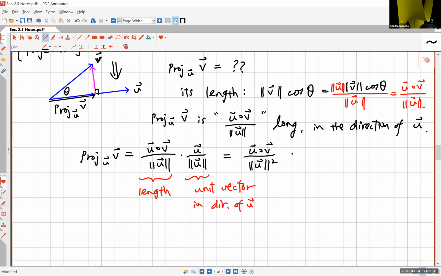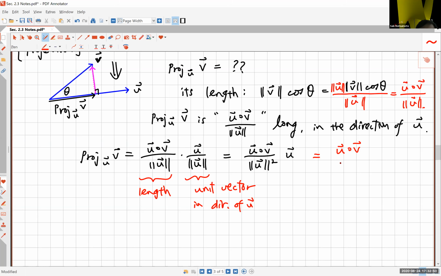You have a scalar number divided by a number, right? What's missing here? The only thing missing is this vector part, u. So this is the projection of v onto u and its formula. There's something you can do even better than this. So this is the formula I want you to remember.